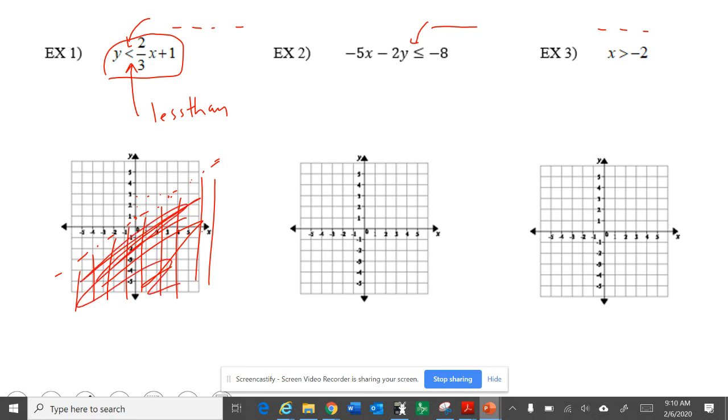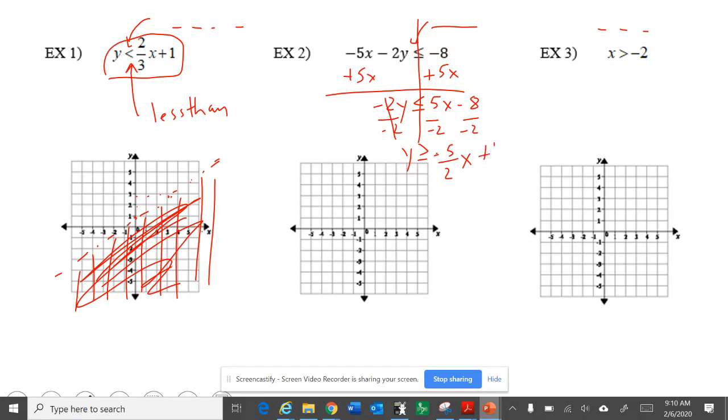Okay, second one here, it is not solved for y yet, so I'm going to solve for y just like I would with any other line. Add 5x, negative 2y less than or equal to 5x minus 8. I'm going to divide everything by negative 2. Now, just like with inequalities first semester, when you divide by a negative, the inequality sign switches. Double check your signs. A negative divided by a negative is positive.